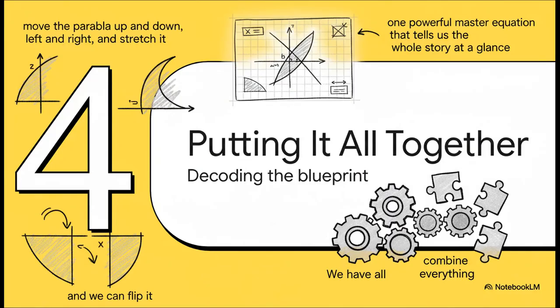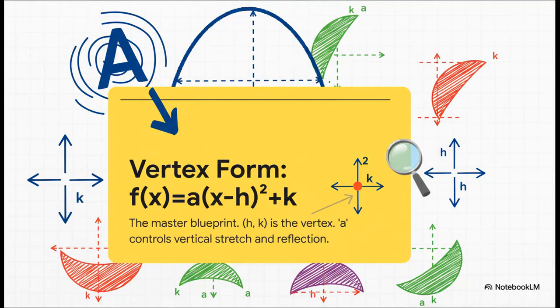Okay, we have all the pieces. We know how to move the parabola up, down, left, and right. We can stretch it, and we can flip it over. So now it's time to combine everything into one single, powerful master equation. This right here, this is called vertex form, and it is the master blueprint.